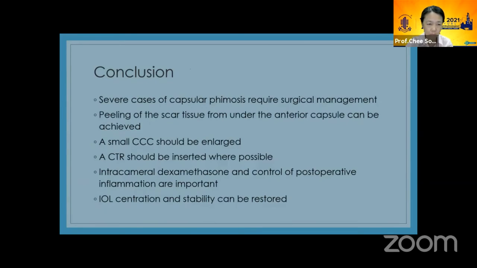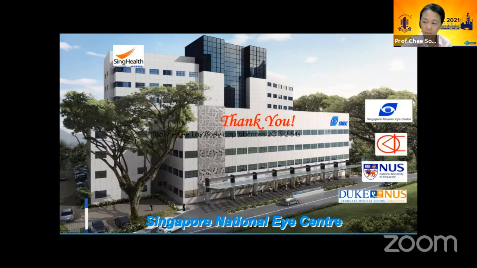So in conclusion, severe cases of capsular phimosis require surgical management. Peeling of the scar tissue from under the anterior capsule can be achieved. A small CCC should be enlarged, and a CTR should be inserted where possible. Intracameral dexamethasone and control of postoperative inflammation are important, and IOL centration and stability can then be restored. Thank you very much.